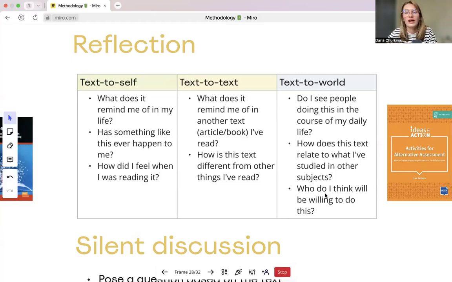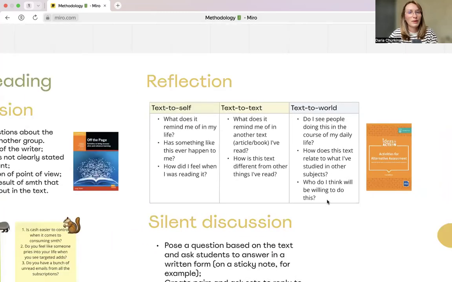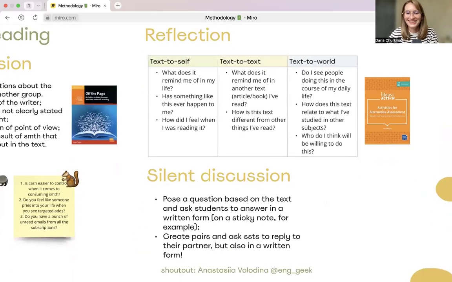And how do I think I will be willing to do this? Again, highly recommended. A very effective activity.